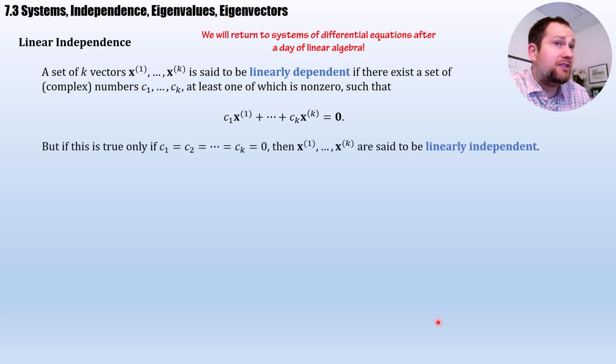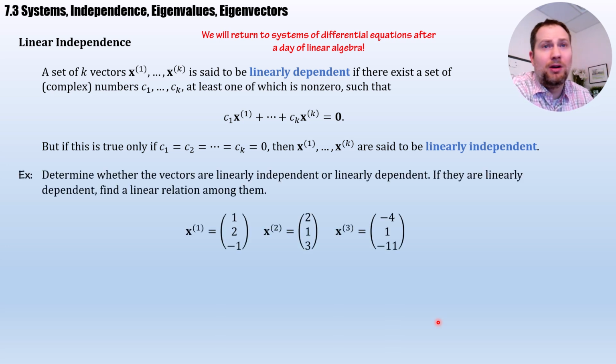So if it's true that that only works if the C1 through CK are 0, then it's linearly independent. That is, every vector is independent of the others. They can't be written in terms of each other. So we've said that a couple ways throughout this course, but I just thought I'd emphasize that again here. It's going to be a really important part of what we're talking about today.